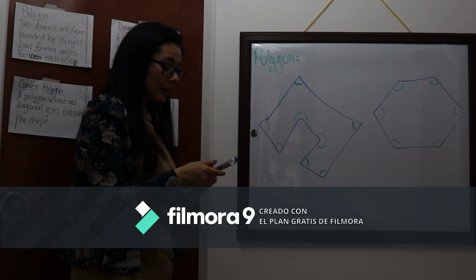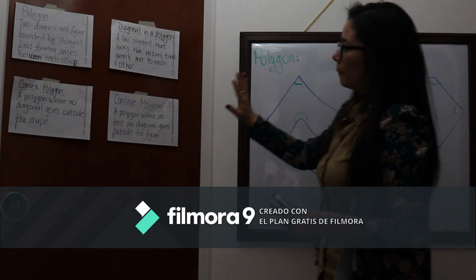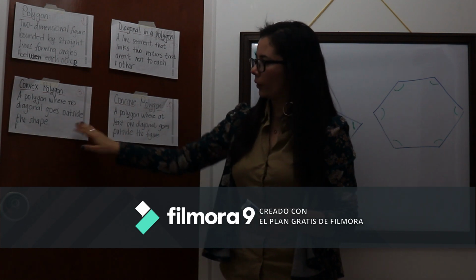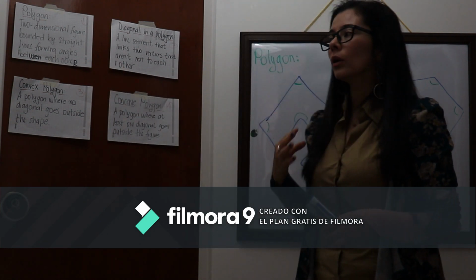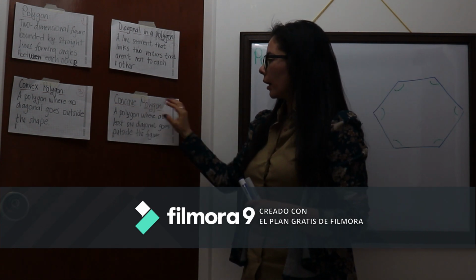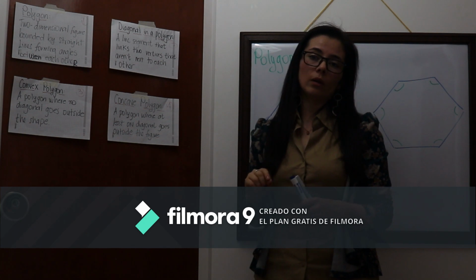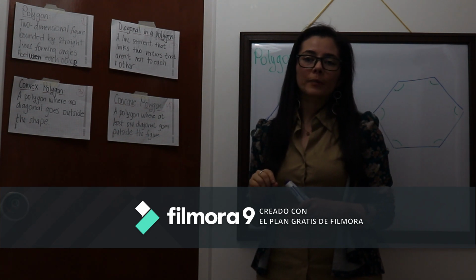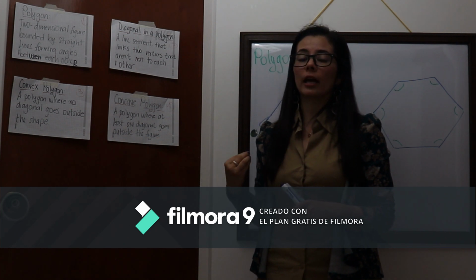Now what happens here is we actually have 2 kinds of polygons. We have convex polygons and we have concave polygons. They also are right here, so you can check on those definitions over here. A convex polygon is a polygon where no diagonal goes outside the shape, and a concave polygon is a polygon where at least one diagonal goes outside of the shape.